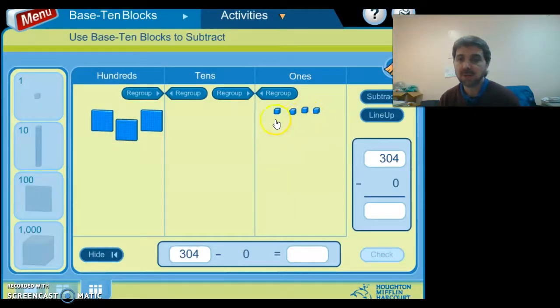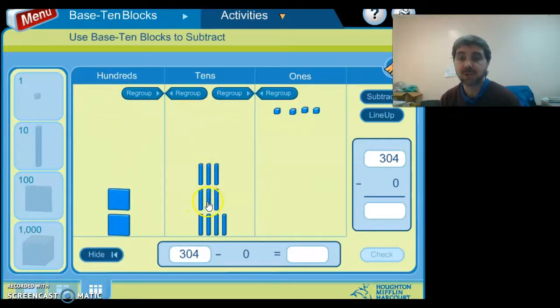So we don't have 6 ones that we can subtract. So we go to the tens place, but there's no tens. So we can't regroup from there, but we can go all the way over to the hundreds place, right? And we can say, okay, let's take one of these hundreds and let's turn it into 10 tens.